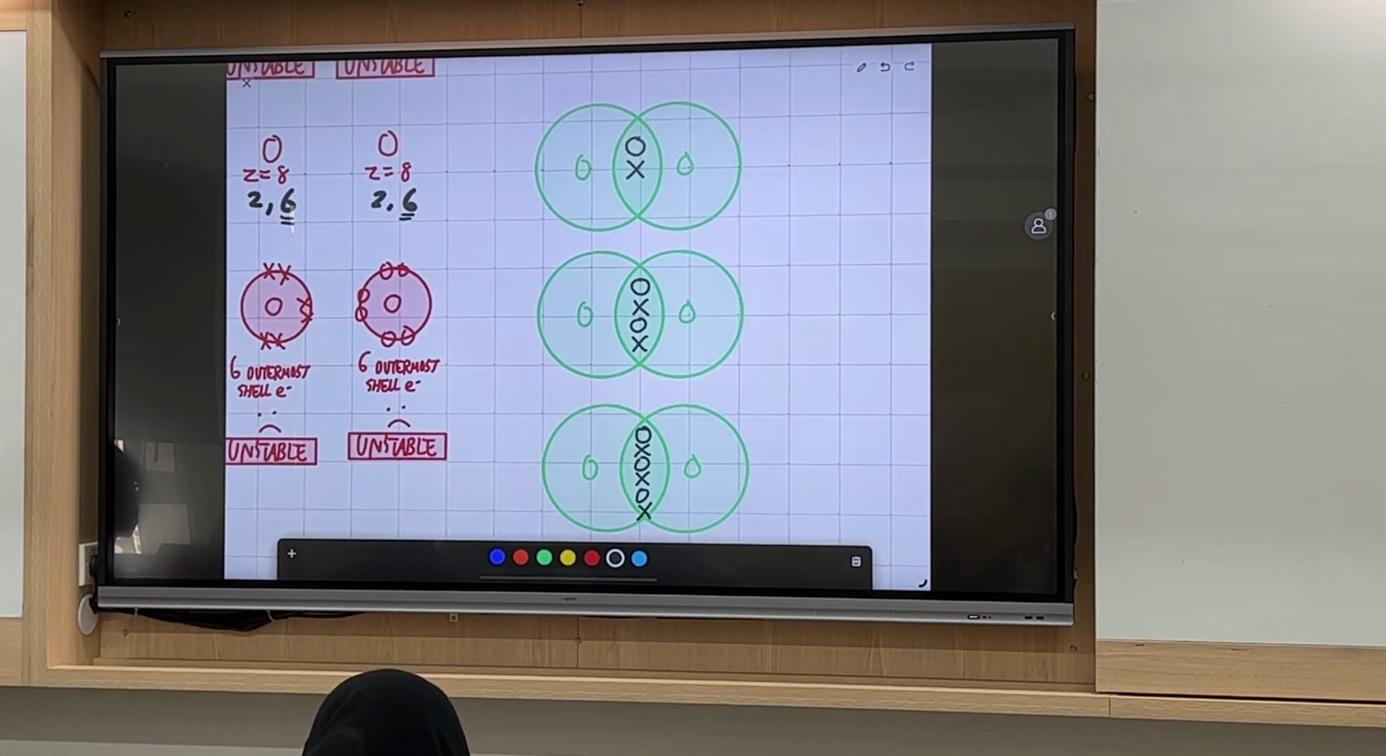So 5 left. Can you draw 5 on this circle now? These are unshared. Same for the other oxygen. There should be 5 here. Now back to my question.